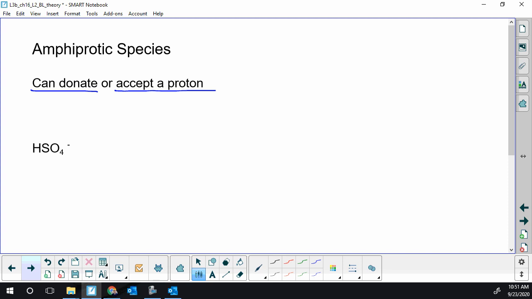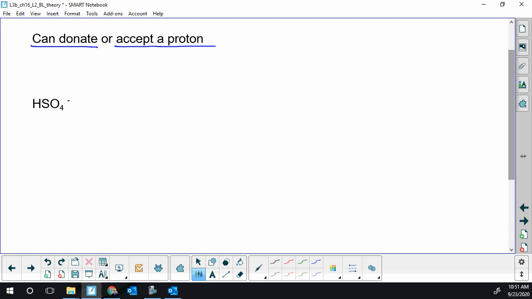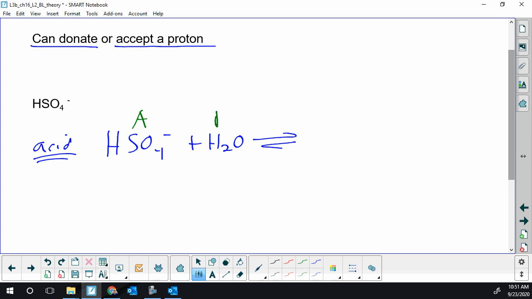I want to use hydrogen sulfate to show how it could potentially donate or accept. I'm going to react it with water in both cases to show this transfer. But again, it depends on what it's paired with. Only one of these two would happen. So I can write it acting as an acid, HSO4 minus. I'm going to react it with water as my base. So again, I'm treating that as an acid, so I need a species that can do the opposite, act as a base.